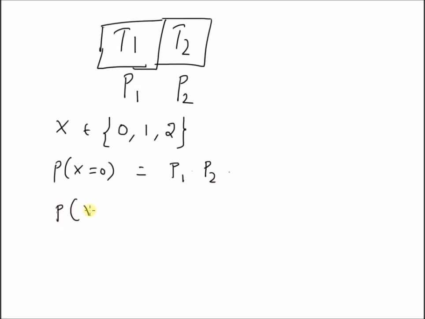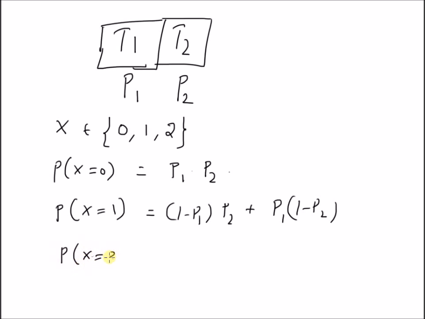For probability of x equal to 1, that is only one component fails. That is, either we have (1 minus P1) into P2, that is the first component fails, and in the other case only the second component fails, that is the first component succeeds, P1 into (1 minus P2). So this is the probability that only one component fails. The next value is probability of x equal to 2, that is both the components fail, which should be equal to (1 minus P1) into (1 minus P2).